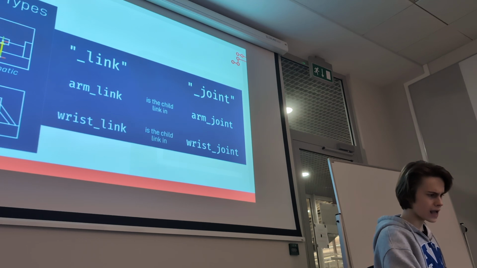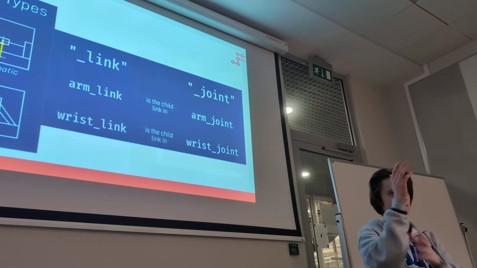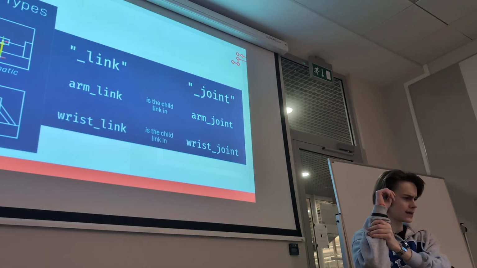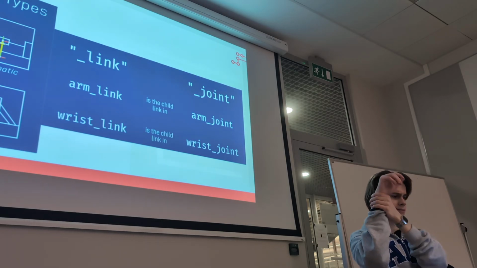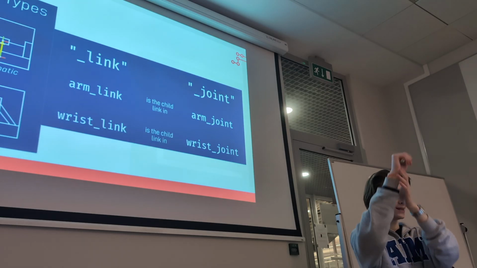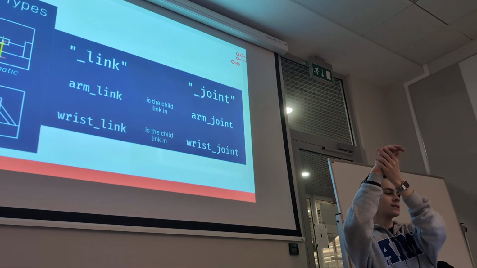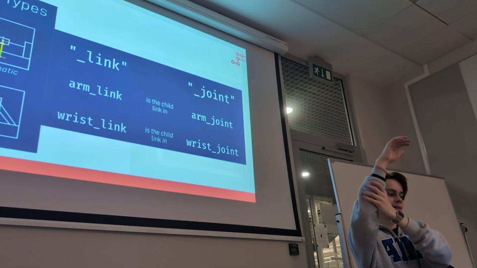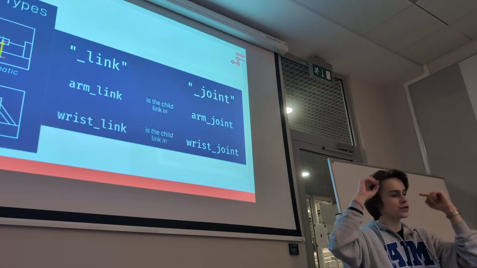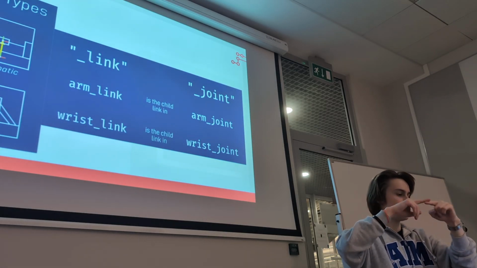Basically, we have some link. A link is this thing, for example, the arm can be a link. So the arm joint is going to be this one. For example, the arm joint has the hand link and the arm link. So two links make some joint, because every joint consists of two links.